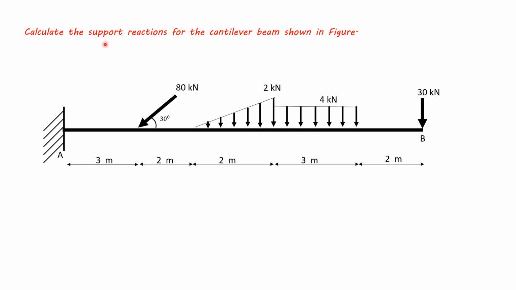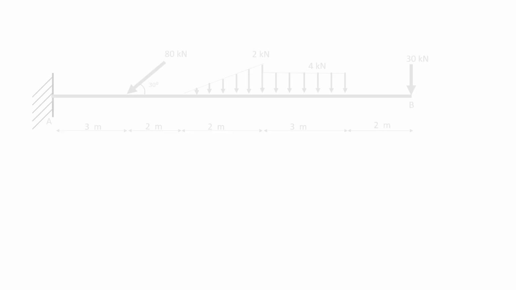Calculate the support reactions for the cantilever beam shown in figure. This is a cantilever beam having loading of 30 kN, rectangular loading, triangular loading, and inclined loading. This is point load and this is inclined load.